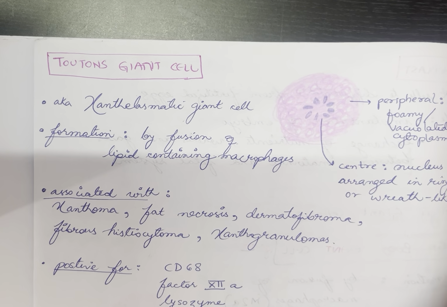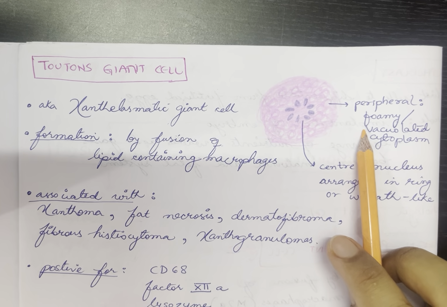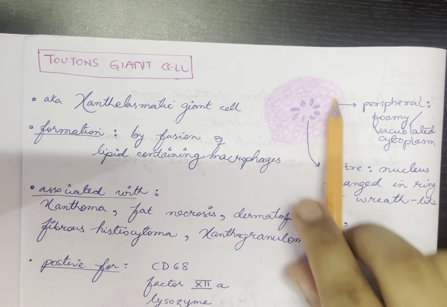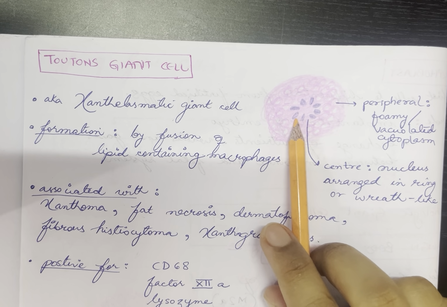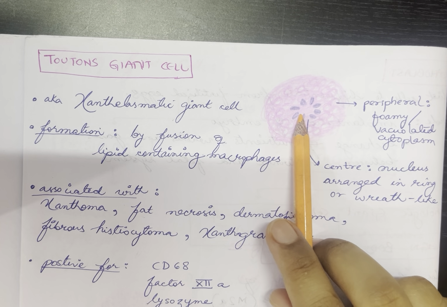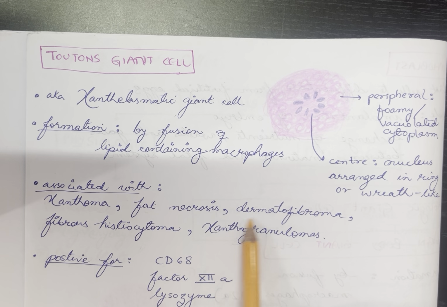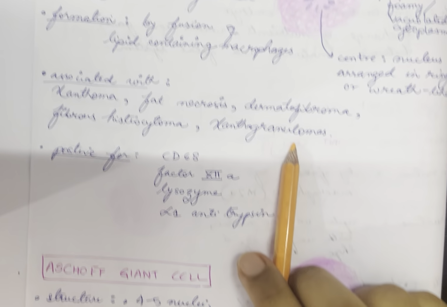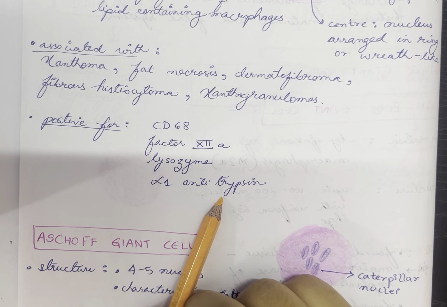Then we come to Touton giant cell. Touton giant cell is also known as xanthelasmatic giant cell. So peripherally, here we see foamy vacuolated cytoplasm, and the center nuclei is arranged in a ring-like or wreath-like pattern. Associated with xanthoma, fat necrosis, dermatofibroma, fibrous histiocytoma and xanthogranulomas. Positive for CD68, factor 13A, lysozyme and alpha-antitrypsin.